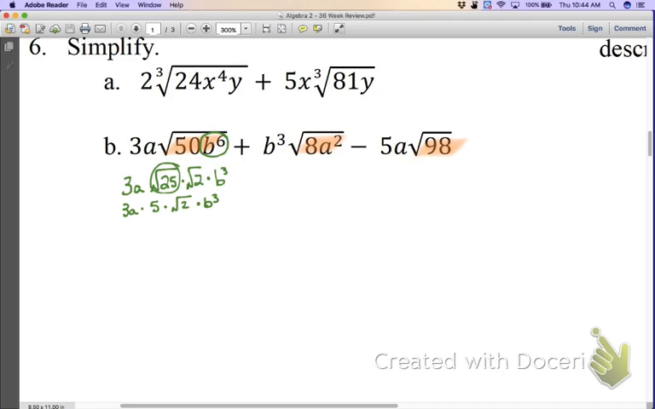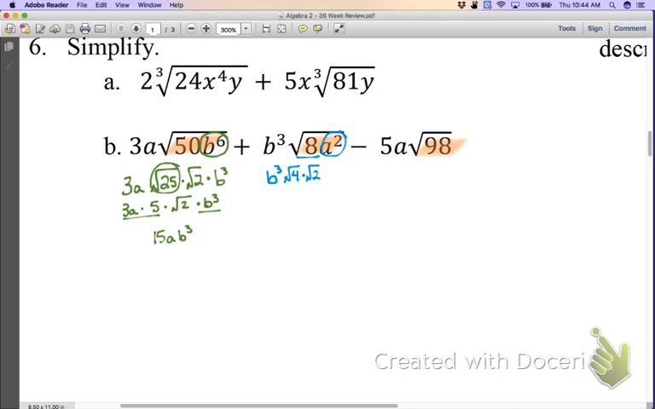So I'm going to go ahead and put everything that's outside together. So 3 times 5 is 15a b to the third. So now let's do the middle one. I have b to the third. What can I break up the 8 into? Square root of 4, square root of 2.